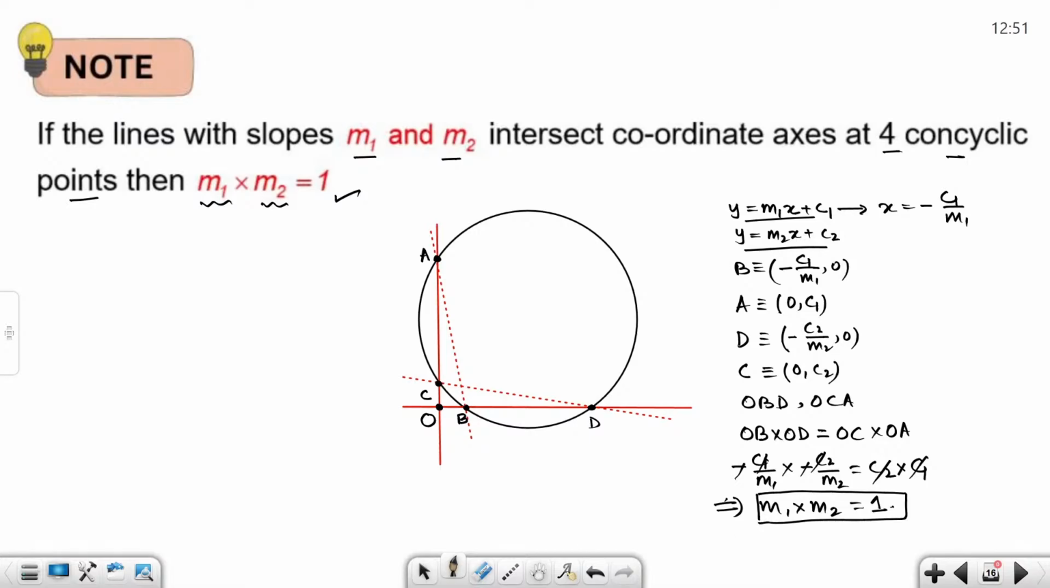Hence, we have reached the conclusion that when two lines intersect the coordinate axis at 4 points which are concyclic, then the product of their slopes will be equal to 1. Is it clear to everyone? Absolutely. Okay, let me take a problem based on this.